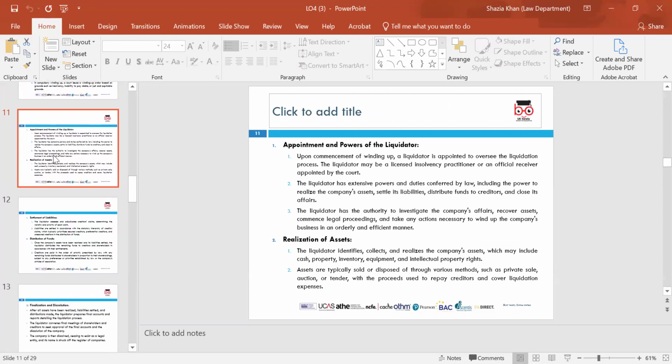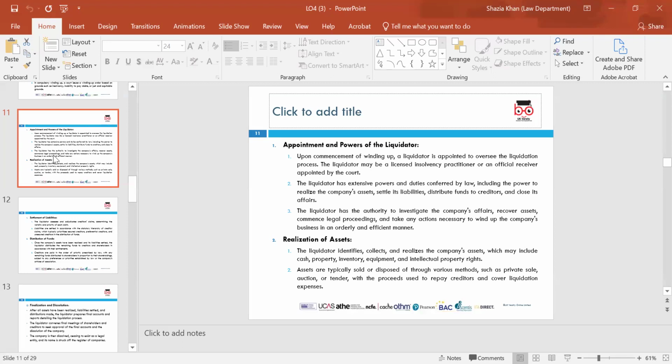So we've got appointment and powers of the liquidator. Upon commencement of winding up, the liquidator is appointed to oversee the liquidation process. The liquidator may be a licensed insolvency practitioner or an official receiver appointed by the court. The liquidator has extensive powers and duties conferred by law, including the power to realize the company's assets, settle its liabilities, distribute funds to creditors, and close its affairs.